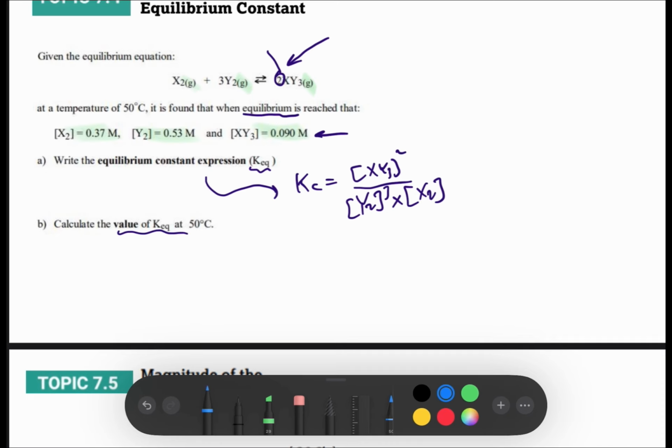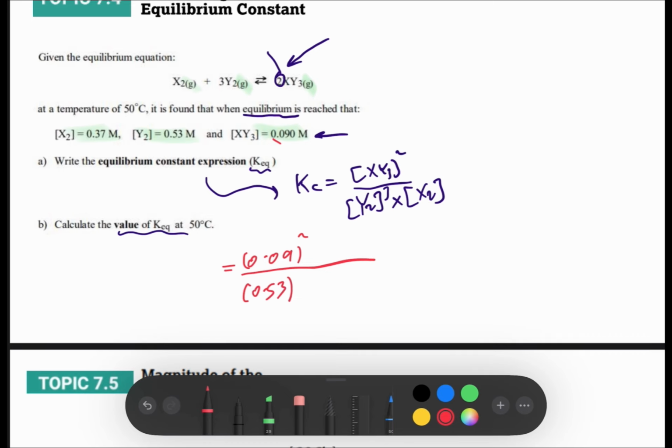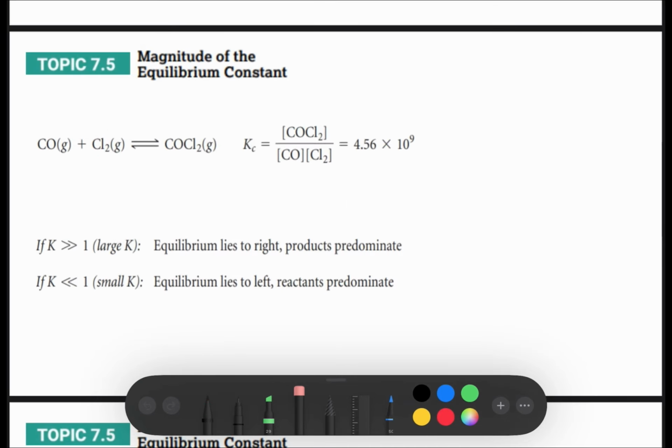Okay, so what's the concentration of xy? It's 0.09, so the answer is going to be 0.09 to the power 2 over the concentration of y2, 0.53. Okay, and it's raised to the power 3, and then you multiply it by the value of x2, which is 0.37, and then the answer is equal to 0.147.